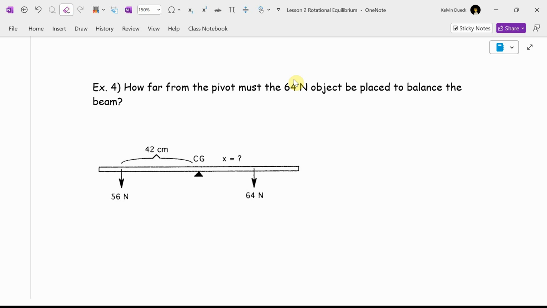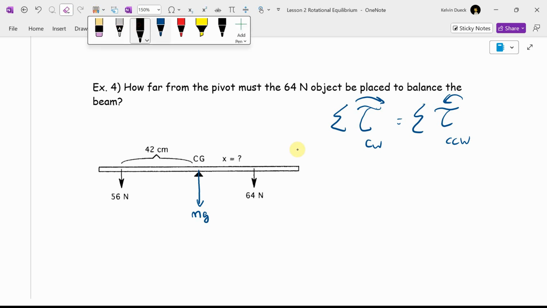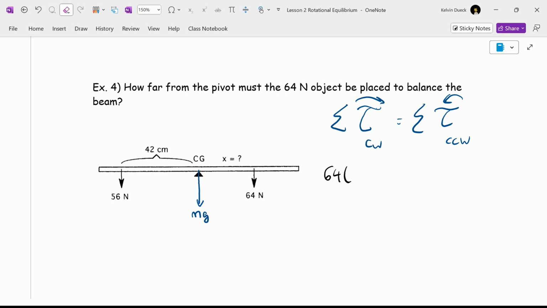Okay, we are in balance. What that means is the sum of all the torques clockwise has to equal the sum of all the torques counterclockwise. Okay, Anderson, what's exerting a clockwise torque, the 56 or the 64? By the way, again, technically we would also have mg of the beam right there, but since it's right at the pivot, no torque. 64 times how far is it from the pivot?